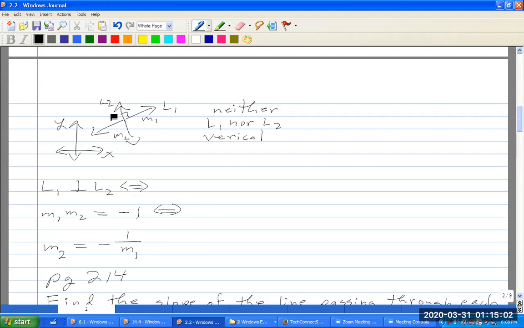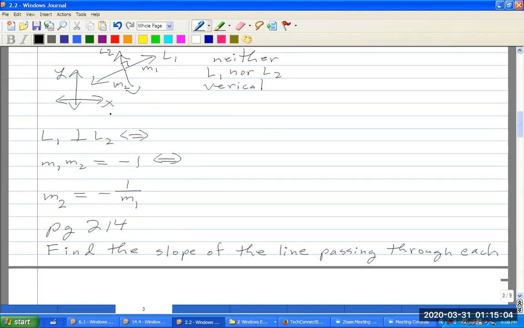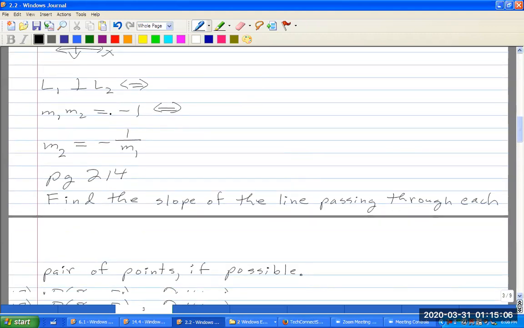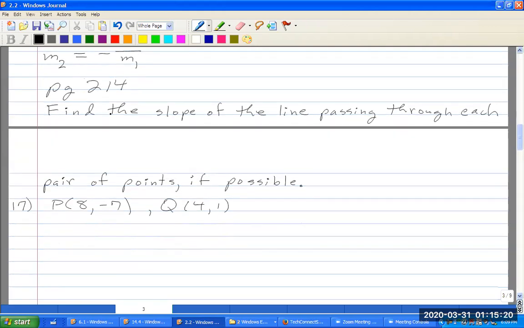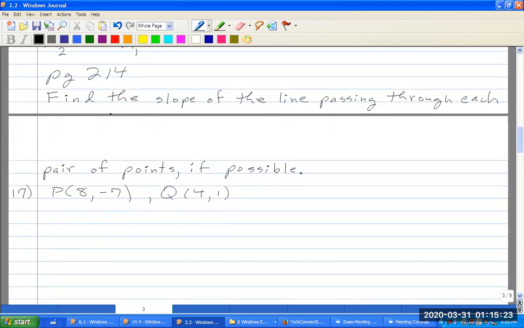So let's do some examples. Let's say on page 214, let me do problem number 17. Find the slope of the line passing through each pair of points if possible. So I have 2 points. Maybe I'll call this x1, y1, and this point x2, y2.